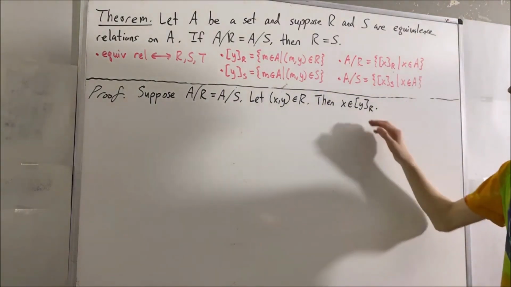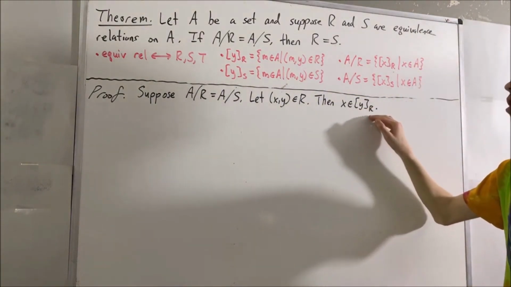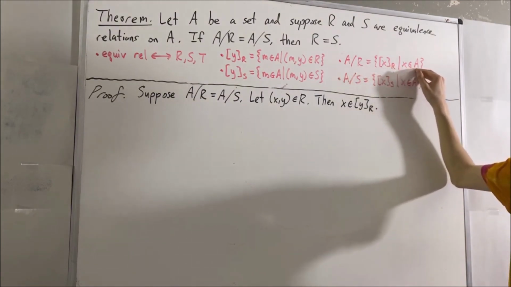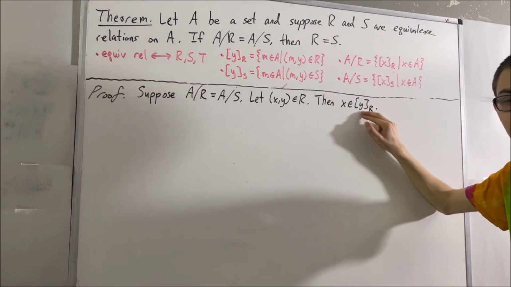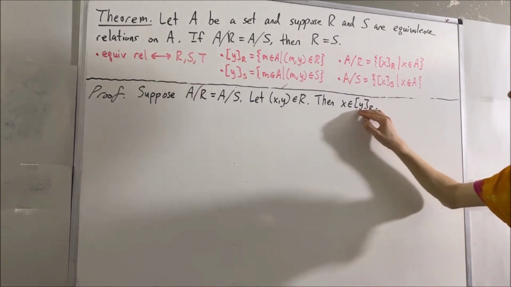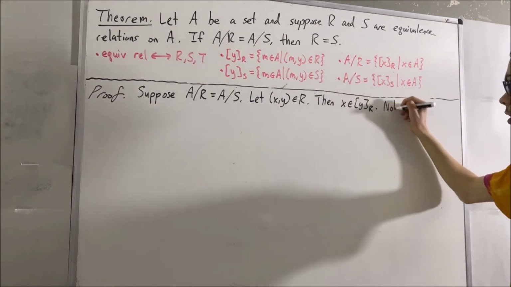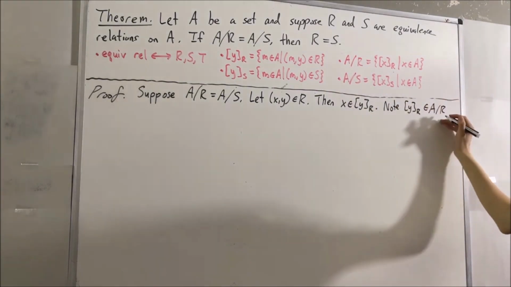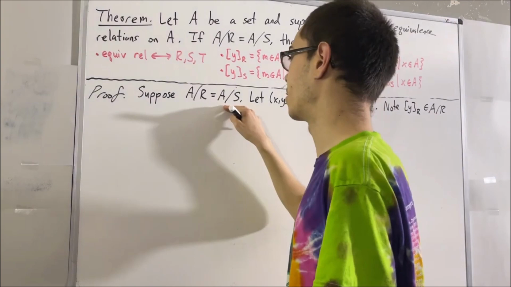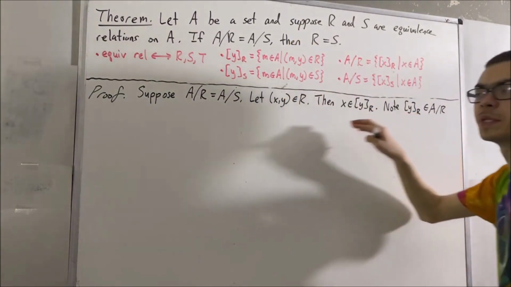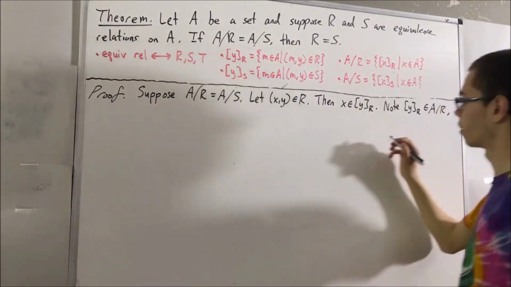But wait a minute, the equivalence class of y with respect to R is an equivalence class with respect to R for some element in A, namely y. So the equivalence class of y with respect to R must be an element of A modulo R. And since A modulo R is equal to A modulo S, it follows that the equivalence class of y with respect to R is an element of A modulo S.